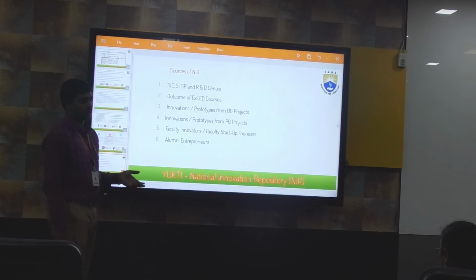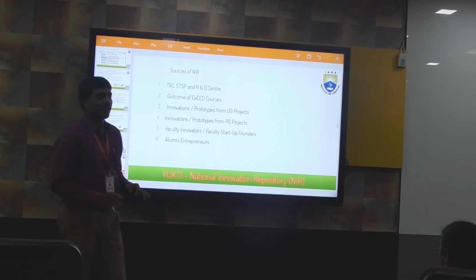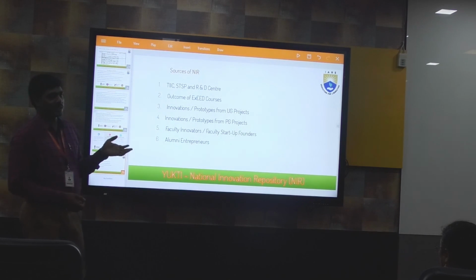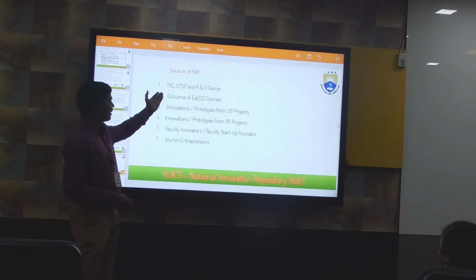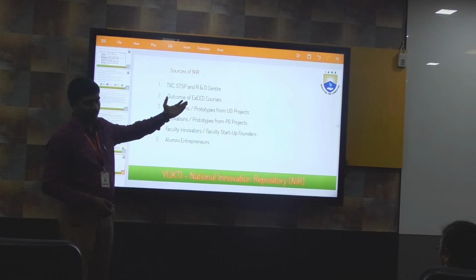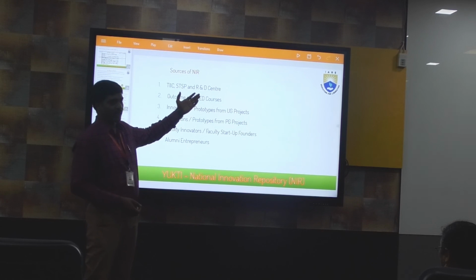So what are the sources? We are planning to create this National Innovation Repository from the institution through various sources. The first level will be the innovation center, where we will have some of the data, because we support some students at the institution level and have connected some students to external incubators also. We will get data from these three sources. Especially we will get the data on IPRs from the R&D center. And as mentioned, sponsored projects and academic research projects will also be part of this NIR.